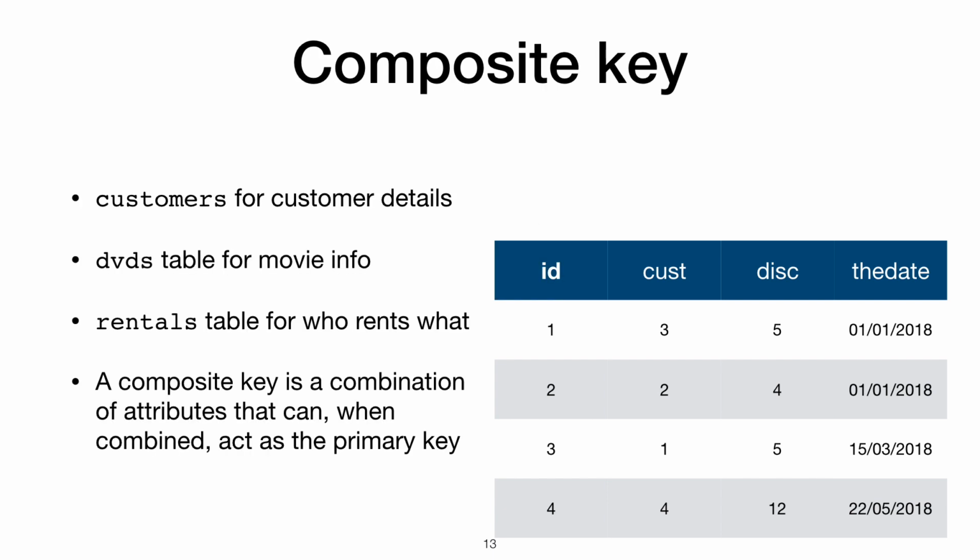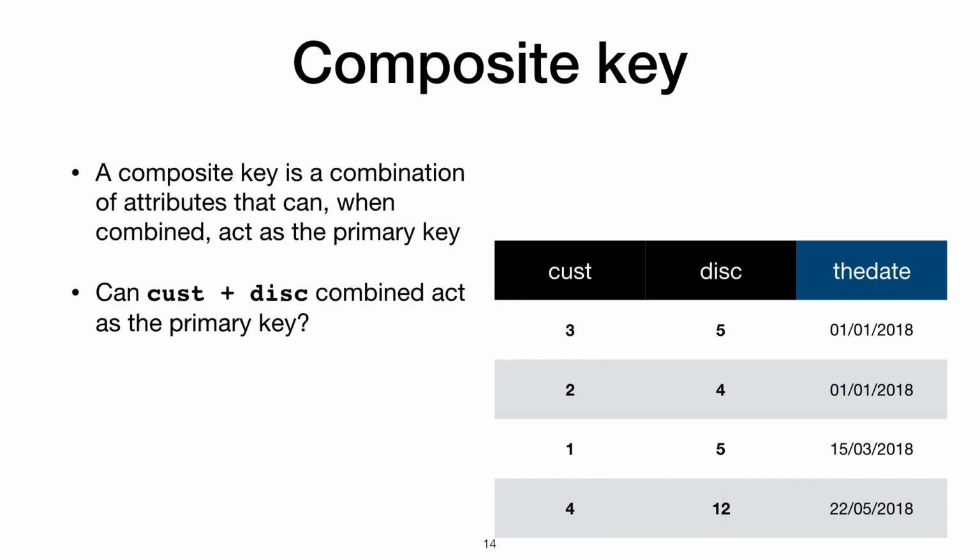So what's a composite key? A composite key is a combination of attributes that when they're combined could act as the primary key. And so the question is, could we use the customer details and the disc details combined and have that as the primary key? Would that work? And the answer really is, it depends on what it is we're trying to do.